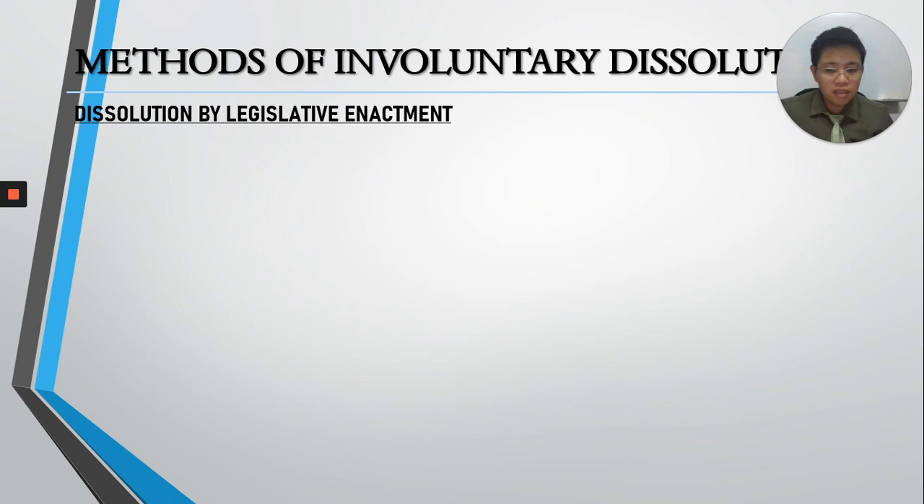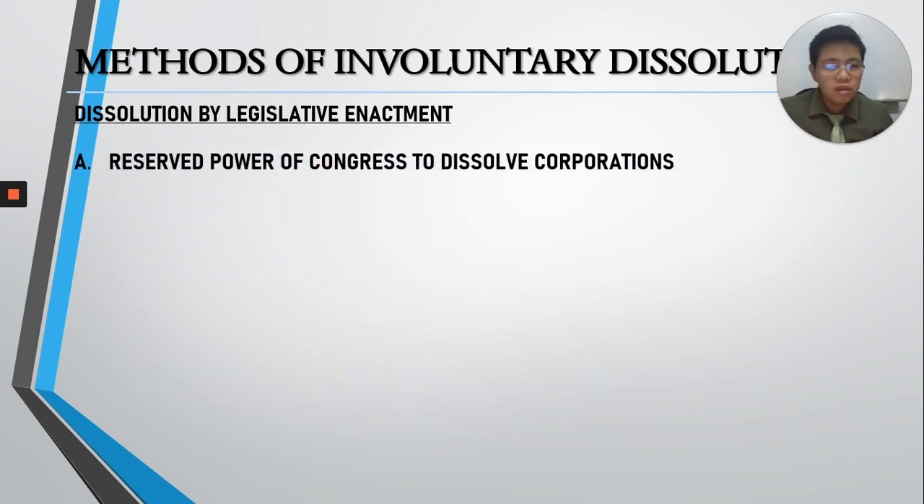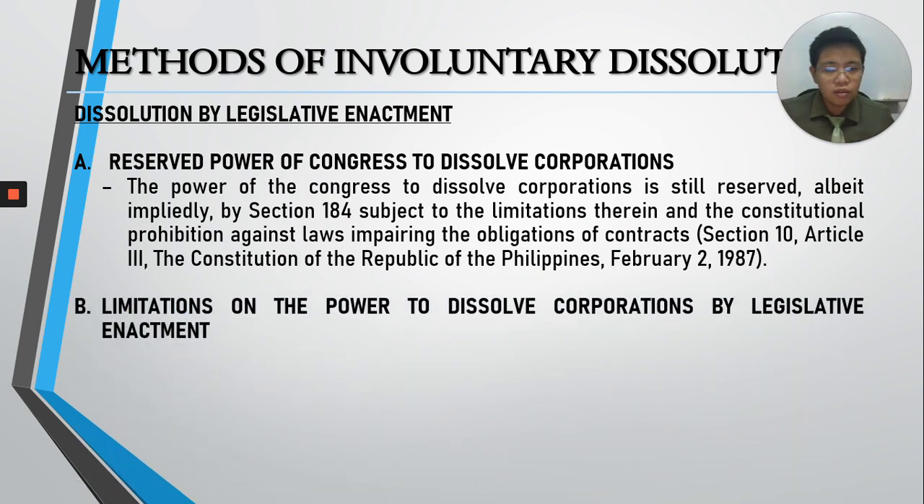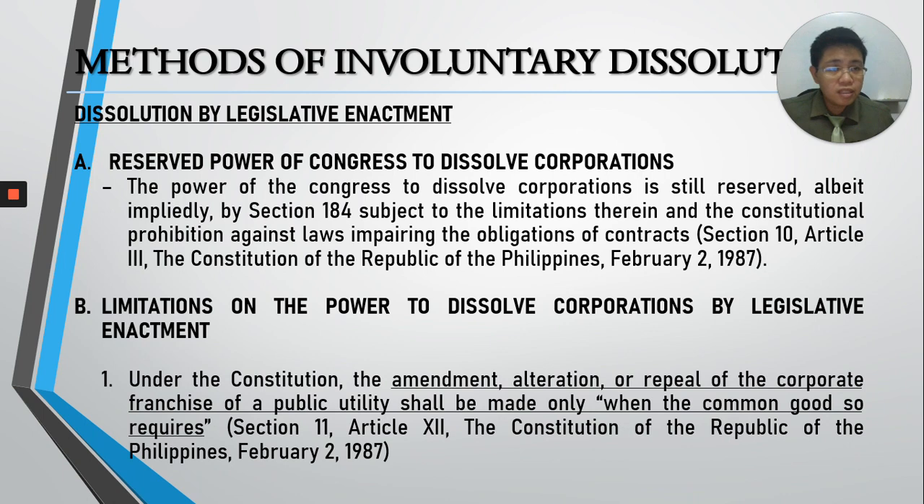Dissolution by legislative enactment. So remember, the Congress has reserved power to dissolve corporations. This is impliedly given by Section 184, which we will discuss later on. So please take note of the limitations on the power to dissolve corporations by legislative enactment.